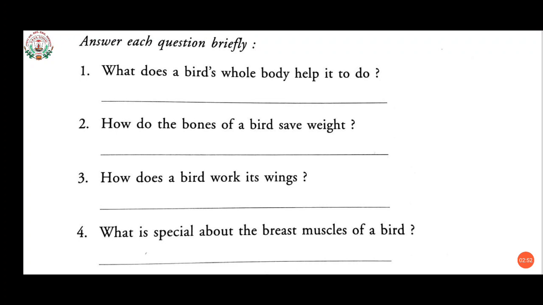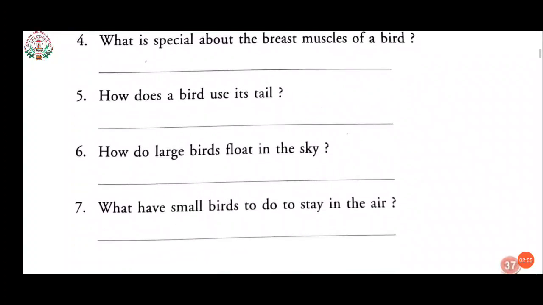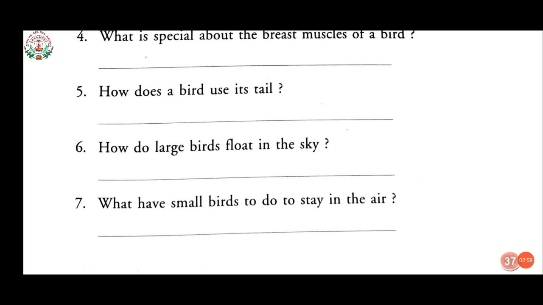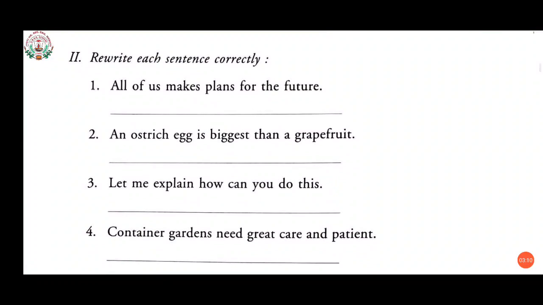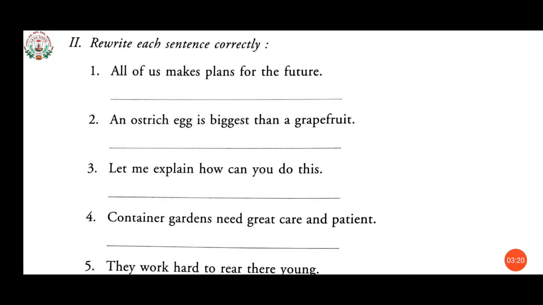So students, 3 questions I have told you, and 4, 5, 6 try to do by yourself, and you will get the PDF, and after looking at that answer you can correct your answer. Now let's move further. Let's see what is the second one. Your second question is, rewrite each sentence correctly. Now students, I am going to tell only 2 or 3 answers, and the rest you will do by yourself, and after getting the PDF you can check it. Okay.